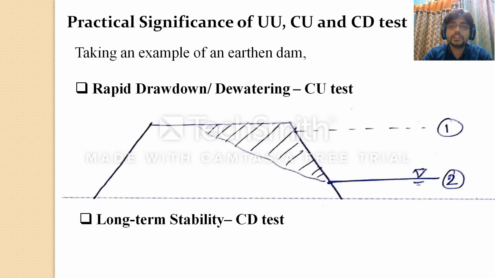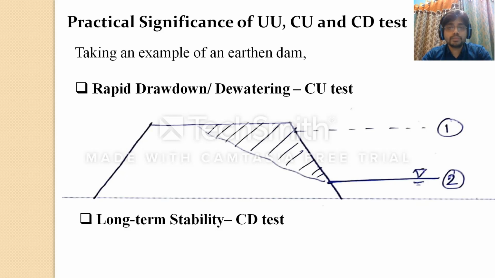Long-term stability and short-term stability. Short-term stability means we are going to apply a load, and at that point of time we are going to check the stability. That is termed short-term stability. Long-term stability means we are going to allow some time to consolidate as well as to drain out the water. That means the water pressure is going to dissipate if you provide time. So for the long-term stability test, we always use the CD test.